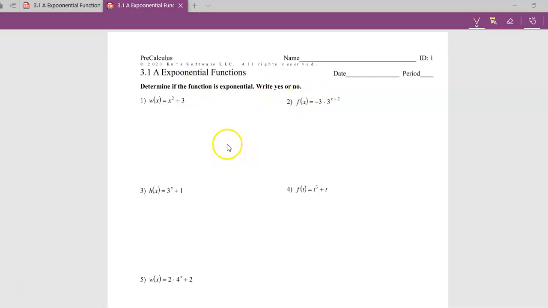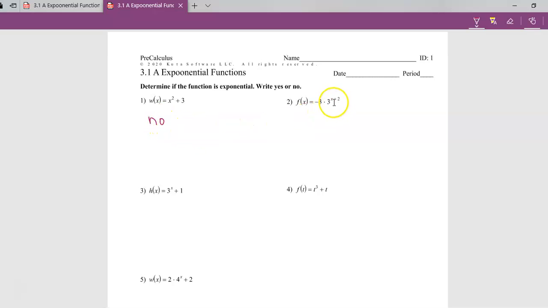The way that you tell if a function is exponential is by looking for the variable in the equation. If the variable is part of the exponent, then it is an exponential function. If the variable is not in the exponent, it is not an exponential function. So like on number 1, x is down here, the exponent is 2. Since x is not part of the exponent, this first one is not an exponential function.